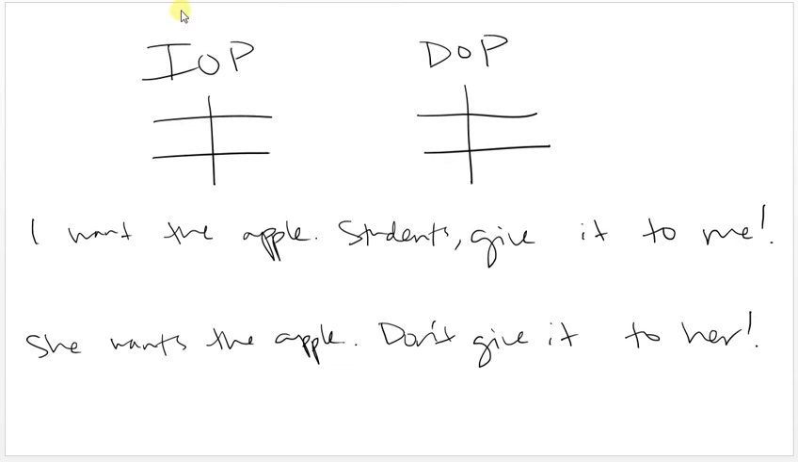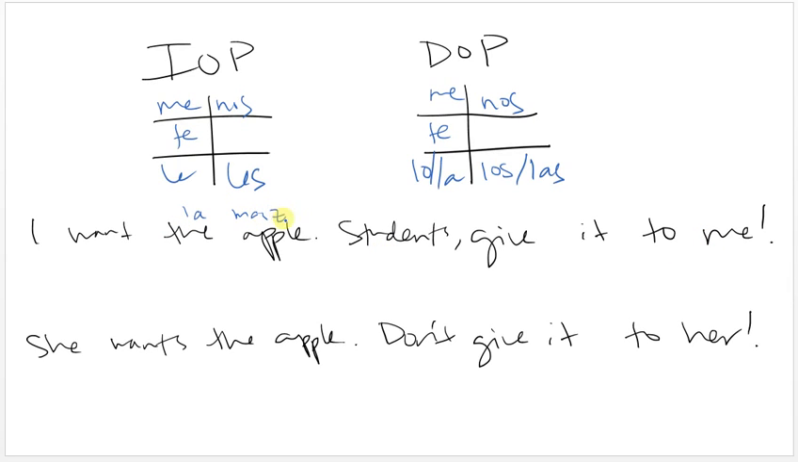Okay. Now what do we do if we have both of them in the same sentence? If we have both indirect object pronoun and direct object pronoun in the same sentence. So indirect object: me, te, le, nos, les. Direct object: me, te, lo y la, nos, os, los y las. If I have them both in the same sentence, then the indirect object pronoun always comes first. So I want the apple. Students, give it to me. Remember, the apple is la manzana. So we have a direct object, which is it, which is the apple, and then we have an indirect object, which is to me. So the indirect object pronoun always goes first.